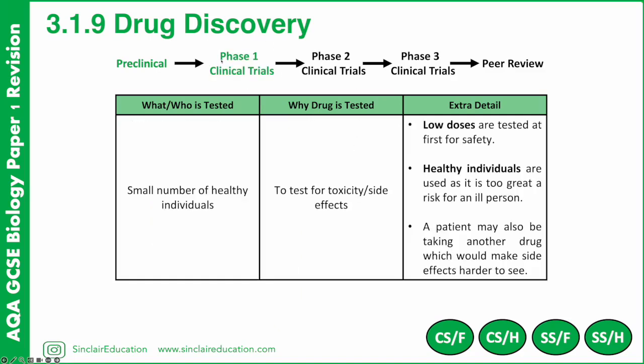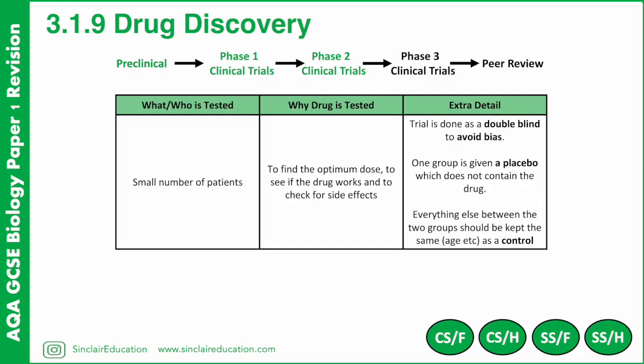We then go into phase 1 clinical trials. Here we test small numbers of healthy individuals and we test for toxicity as well as side effects. So we're looking for the toxicity or side effects of this. Now we use low doses here for safety. We use healthy individuals first of all. We're not looking to see if the drug works, we're just looking to see about the toxic side effects. Now we use healthy people also because they're less likely to be taking drugs that might interact with the drug they're being given, which might make it harder to see the side effects.